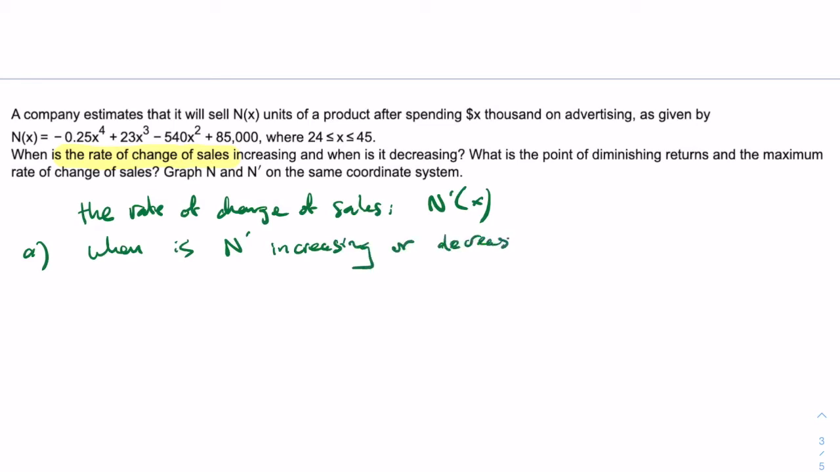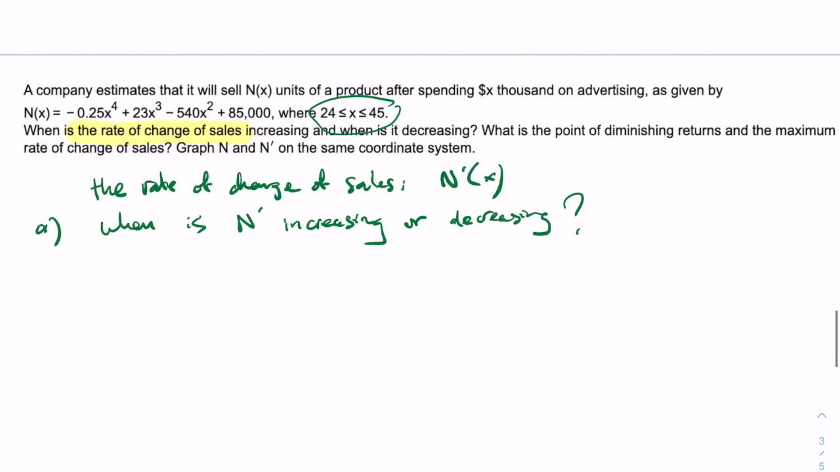So we are asked to find an interval, and that interval is going to be between 24 and 45, because that's the restriction of this graph. To do this, we use the concept of the second derivative. We know that if the second derivative is positive, that implies the first derivative function is increasing, and if the second derivative is negative, that implies the derivative function is decreasing.